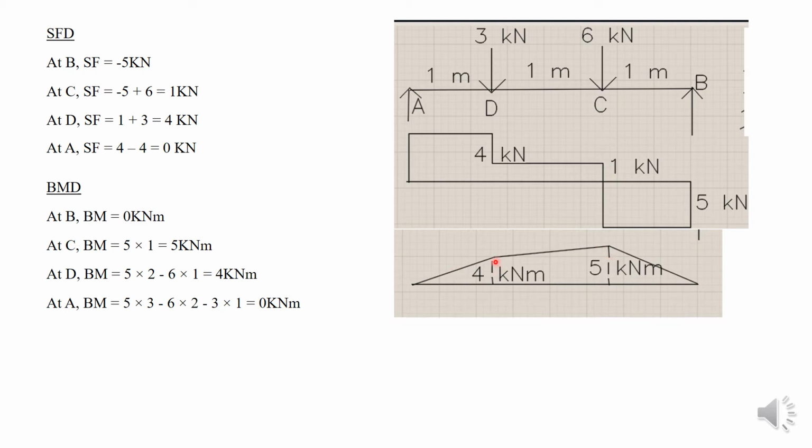Then here the value of bending moment is 4 kilonewton meter, and the value of bending moment at A is 0, so drop an inclined line from D to A, from 4 kilonewton meter to 0. Okay, so this is the bending moment diagram.